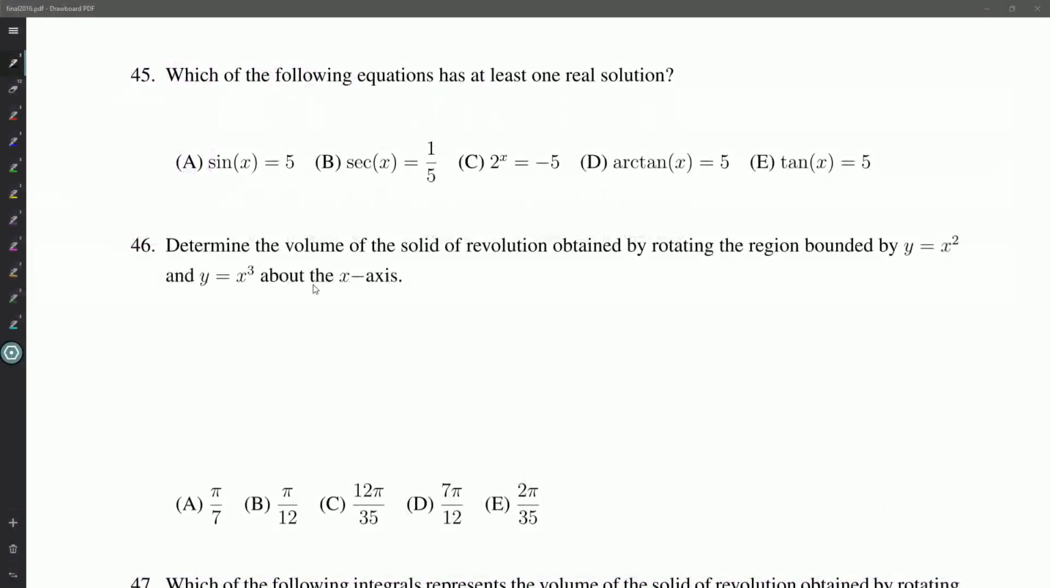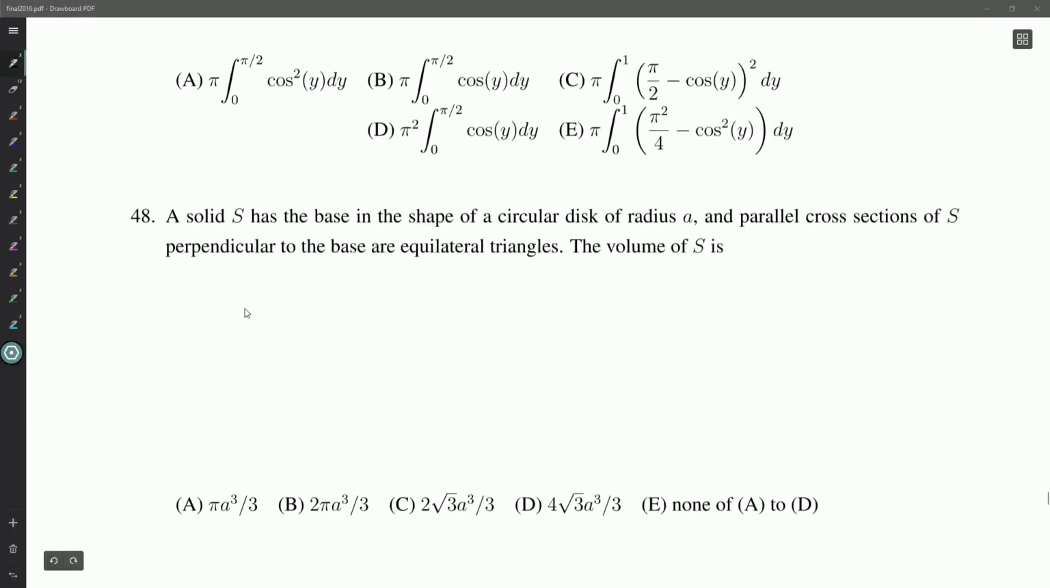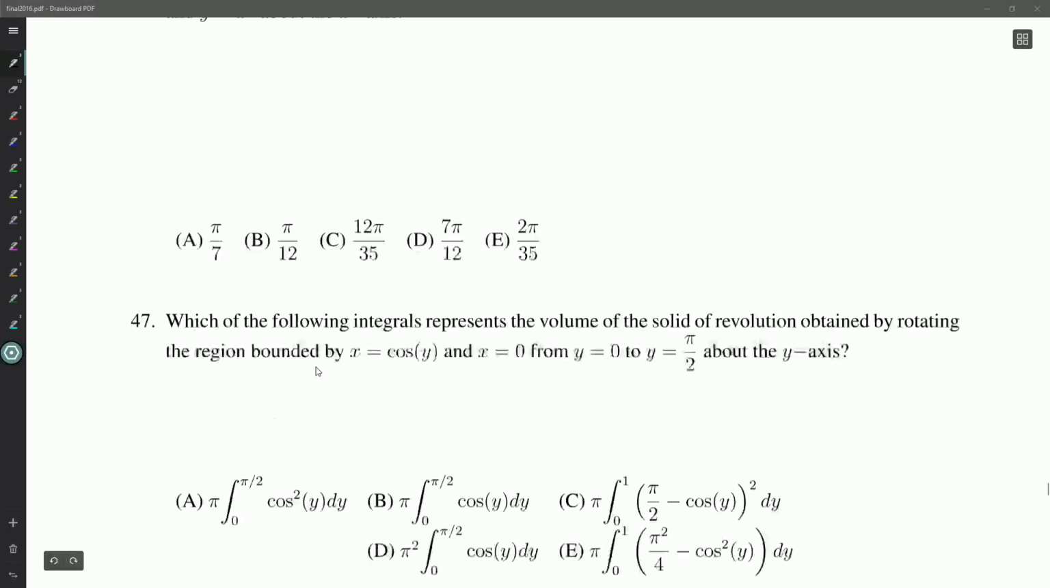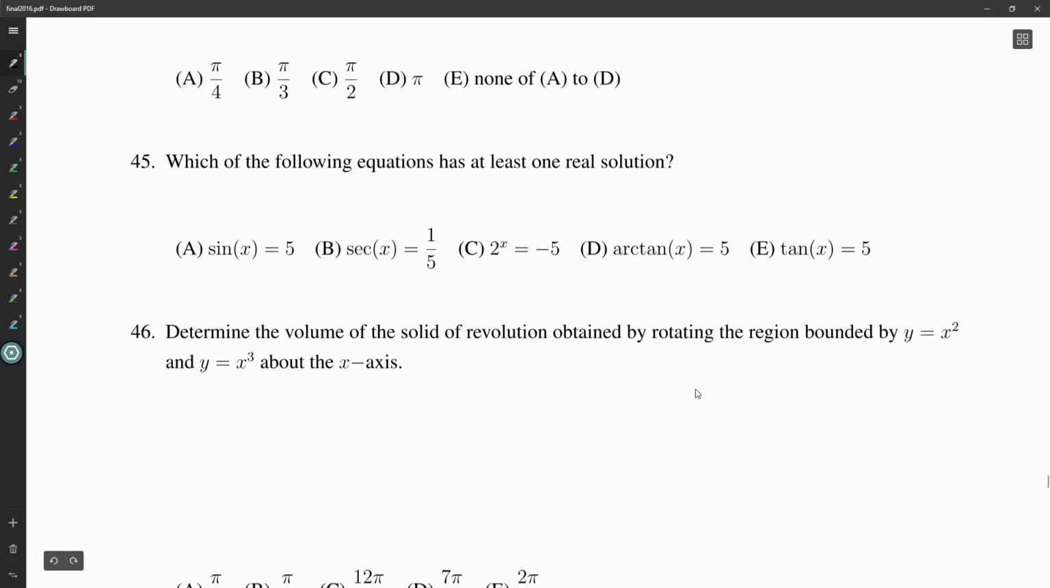Hello, everybody. We are in the home stretch. We are in the last four questions of the exam paper. So 45 is what we're going to start with. Which of the following equations has at least one real solution?